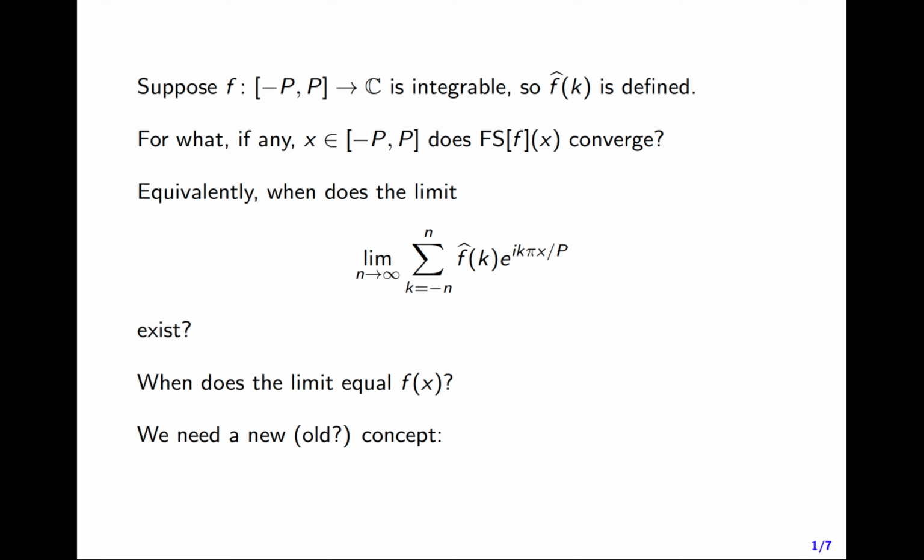So to answer this question, we need a new, or depending on how you talked about things in calculus, possibly old concept, the notion of piecewise continuity and differentiability of functions. Because we're going to make precise some continuity and differentiability conditions on our function f that guarantee both that the Fourier series converges, that this limit as n goes to infinity exists, and that the limit either equals f of x or equals something pretty close to f of x. So it tells us not only existence of the limit, but also the value of the limit.